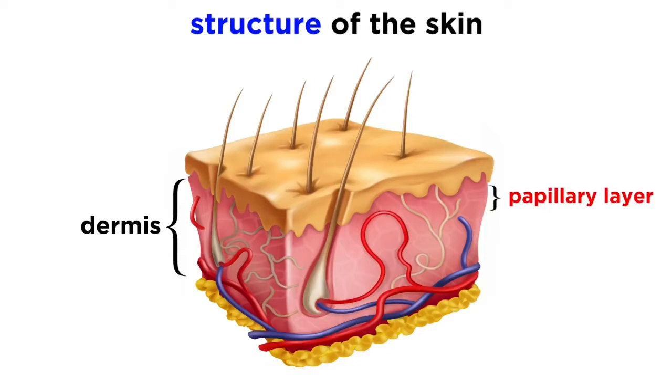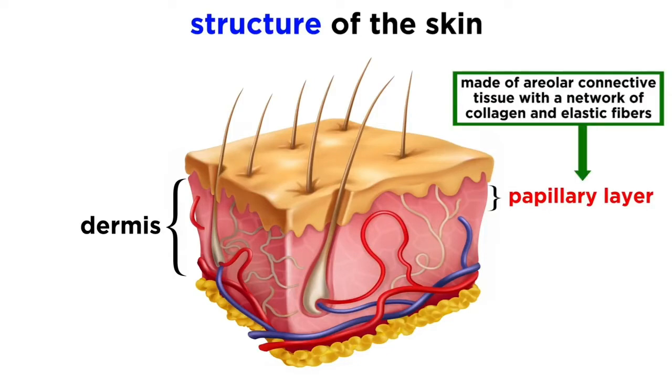Descending from the epidermis, we enter the papillary layer, which is very thin, made of areolar connective tissue and a loose network of collagen and elastic fibers. This leaves room for defensive cells to patrol the area for bacteria that may have made it through the skin. The word papillary refers to the projections from the surface of this layer, which are called dermal papillae, that stick out into the epidermis above.